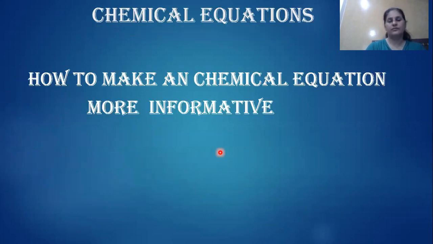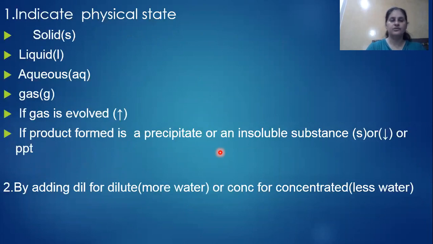You can make your equation more informative in nature. Now, how you can make your equation more informative in nature, this is what we are going to do today. You can mention the physical state. You can tell in your equation whether the reactant or the product is solid in state. So you write small s. If it's liquid, you write L. If it's aqueous, you write AQ. Aqueous means it is dissolved in water. Gas, you can write G.